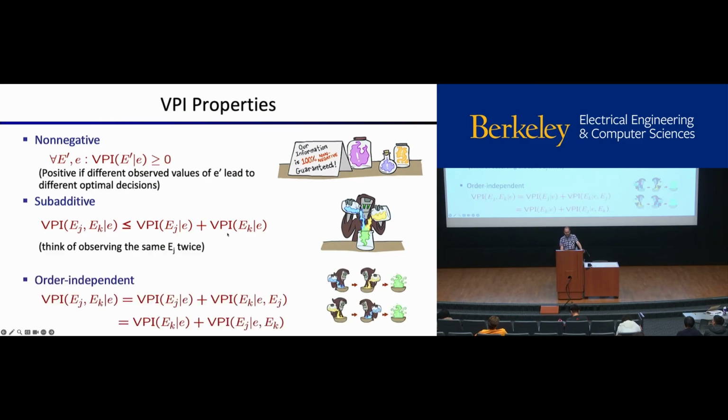And the last is that it is order independent. Observing EJ given the evidence and then observing EK given the evidence plus EJ is going to be the same as the other way around, which is going to be the same as observing them both jointly. This should look a lot like the conditional probabilities and joint probabilities.